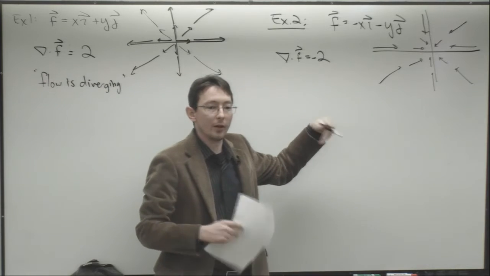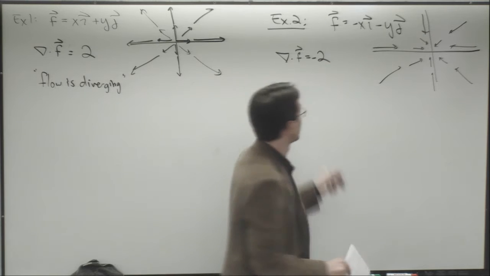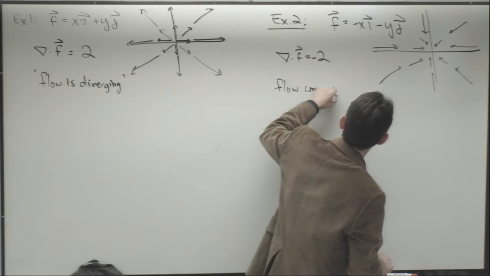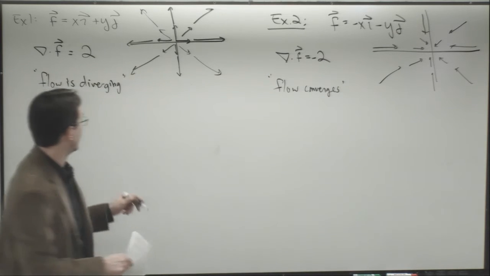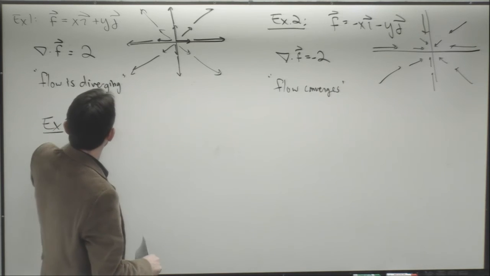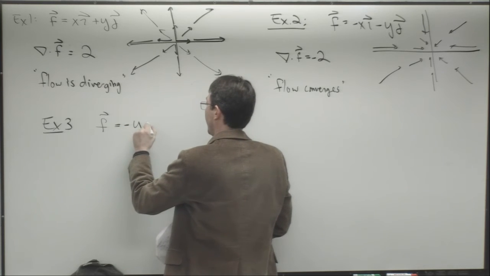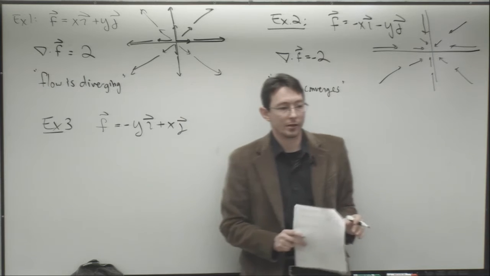Here we can say that the flow is converging. So negative divergence, the opposite of divergence, is convergence. Okay, and then we're going to look at a final example, example 3, which is my vector function f equals minus y in the i direction plus x in the j direction.